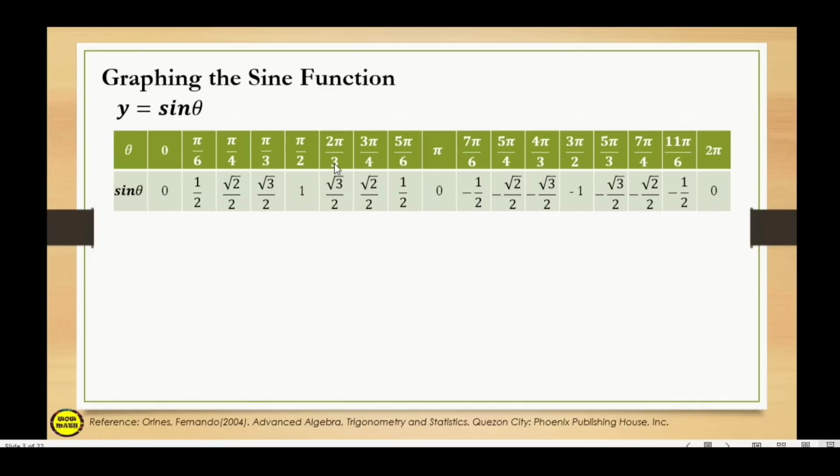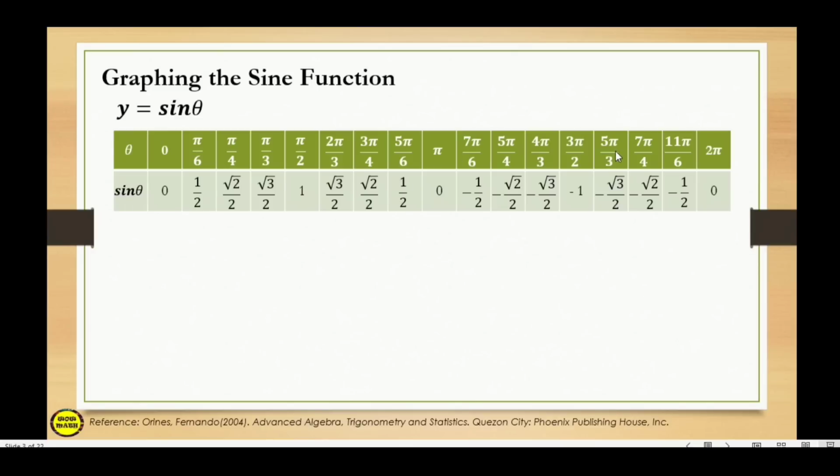Sine 2 pi over 3. So the answer is square root of 3 over 2. Sine 3 pi over 4, that is square root of 2 over 2. Sine 5 pi over 6, that is 1/2. Sine pi, 0. Sine 7 pi over 6, that is negative 1/2. Sine 5 pi over 4, that's negative square root of 2 over 2. Then sine 4 pi over 3, that is negative square root of 3 over 2. Sine 3 pi over 2, negative 1.